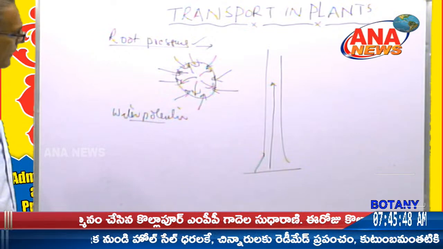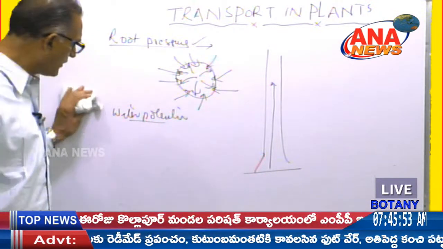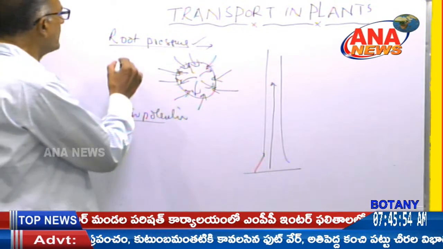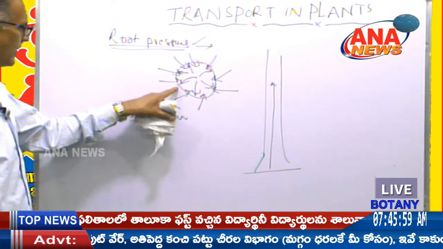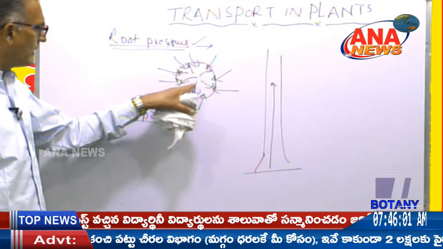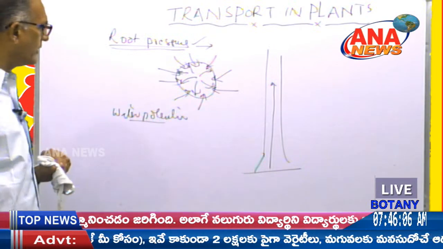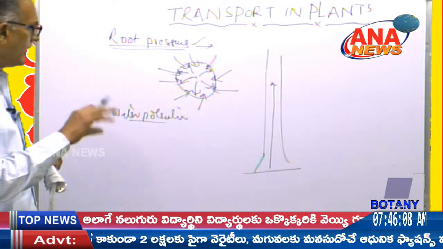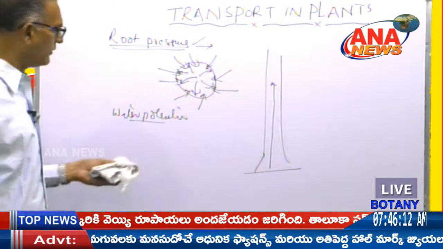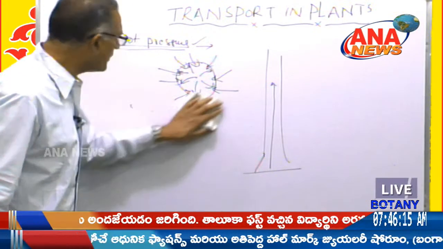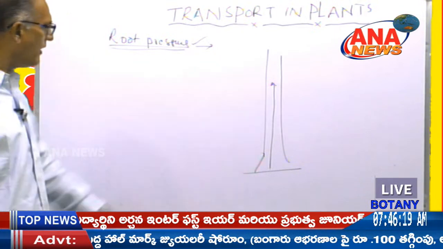So we can witness the root pressure in the plant. What is root pressure? As the different minerals are absorbed into the cell, it creates some pressure. That positive pressure is nothing but root pressure. Root pressure helps to push the water at a moderate rate, to some extent. We can witness the root pressure in the plant.